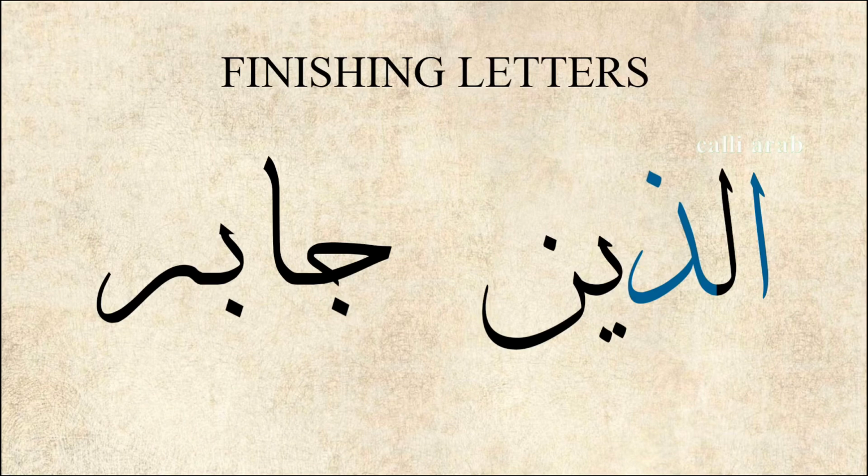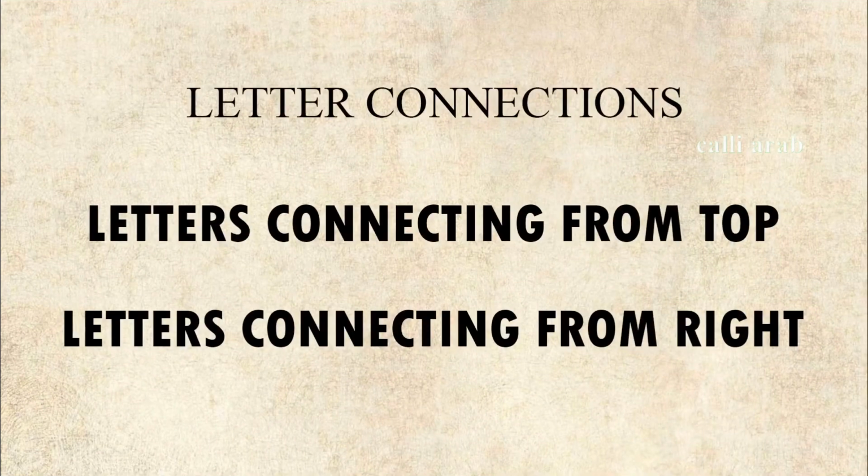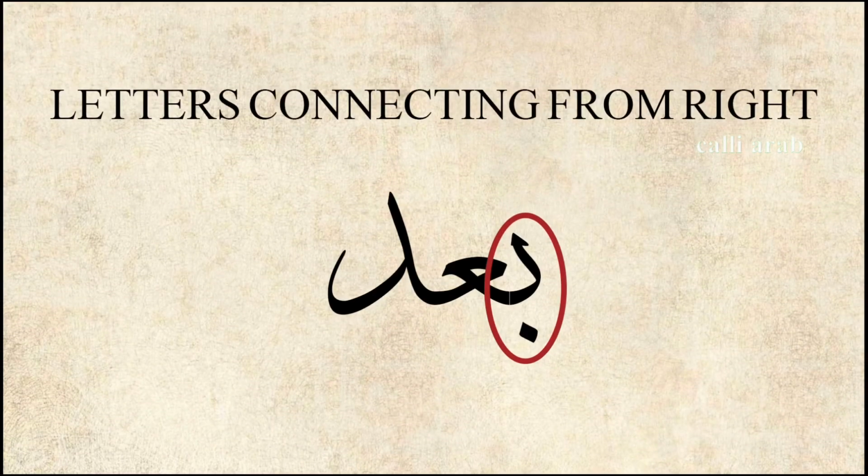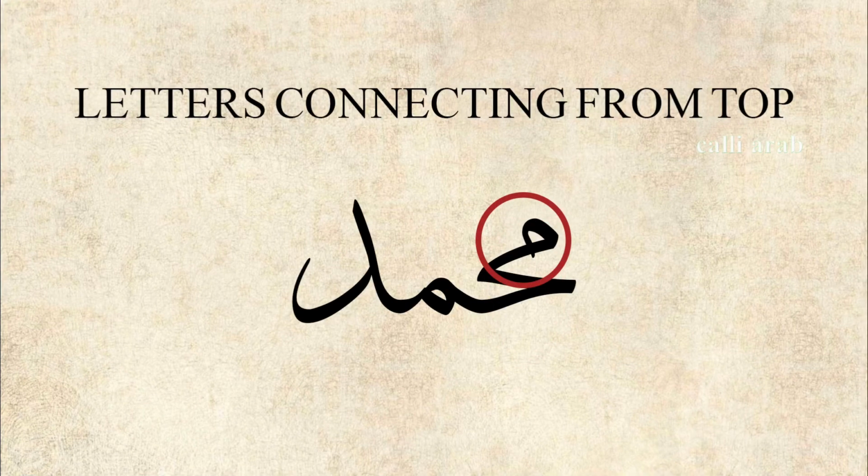Then next we have to consider letter connections. There are two types of connections in Arabic calligraphy: letters connecting from the top and letters connecting from the right. Most of the letters can be connected from the right. In this example, Ba'da, ba is connected from the right of ain. Then coming to letters connecting from the top, here is meem in the word Muhammad, the meem before the ha. The first meem is connected from the top of ha.